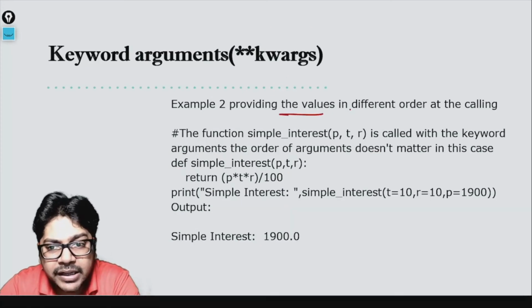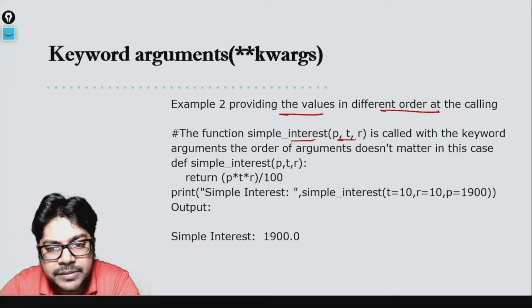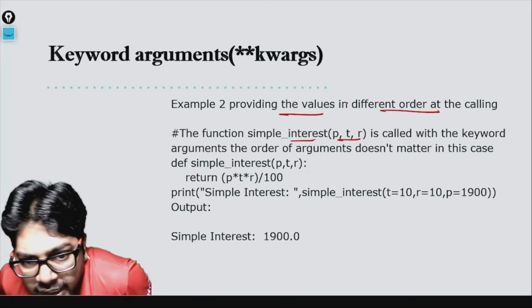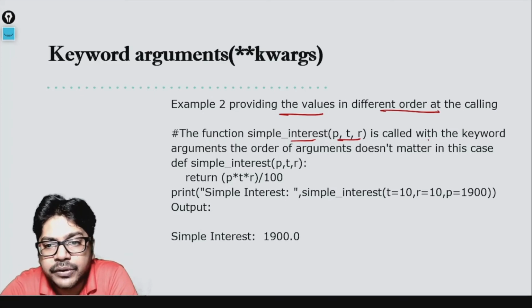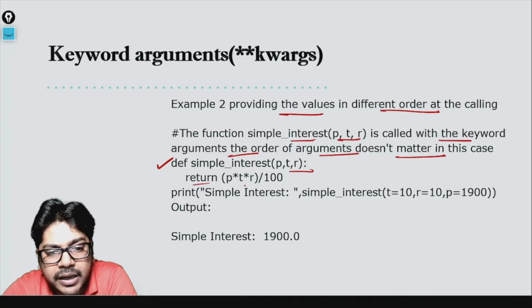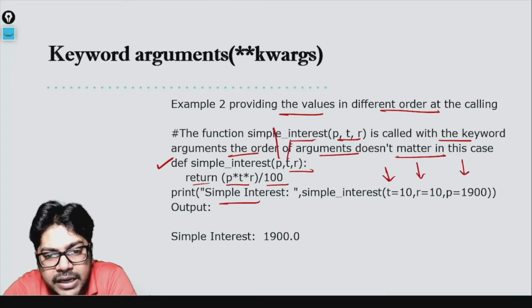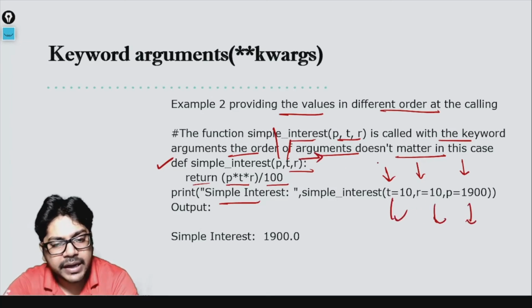Second thing, providing the values in different order at the function calling. You see here, we created a function called simple interest PTR, which you have already created before, right? Same thing, and here we are calling it with the keyword argument, and the order of the argument doesn't matter in this case. Define simple interest PTR, return P multiplied by T multiplied by R divided by 100. Simple interest, T equal to 10 you are giving, R equal to 10 you are giving, P is equal to 900. Here you see first you had P, then T, then R, but here you are giving it in random order.